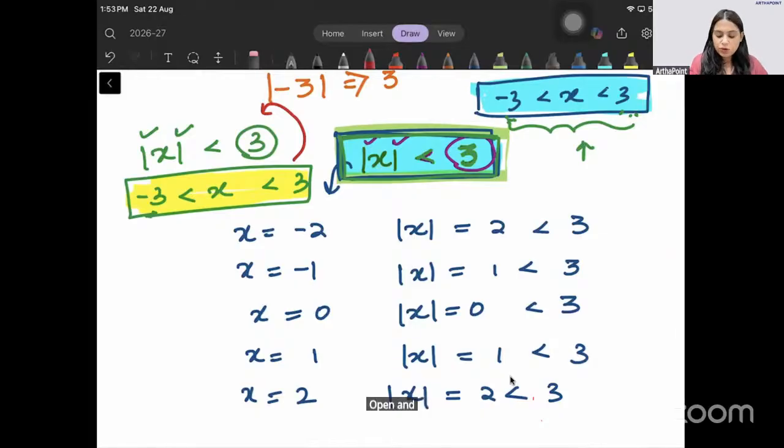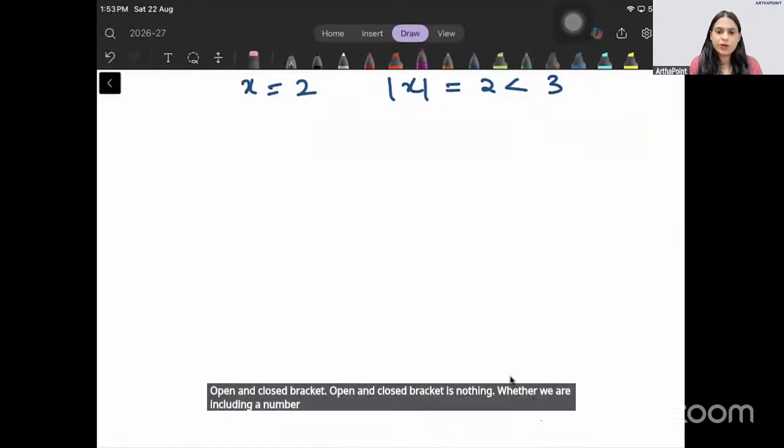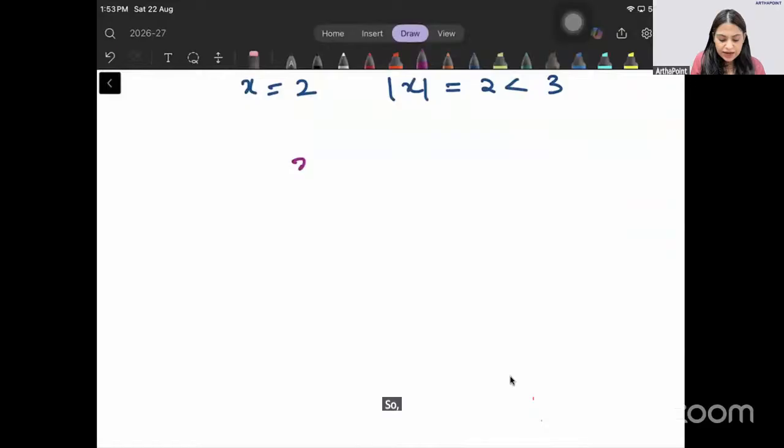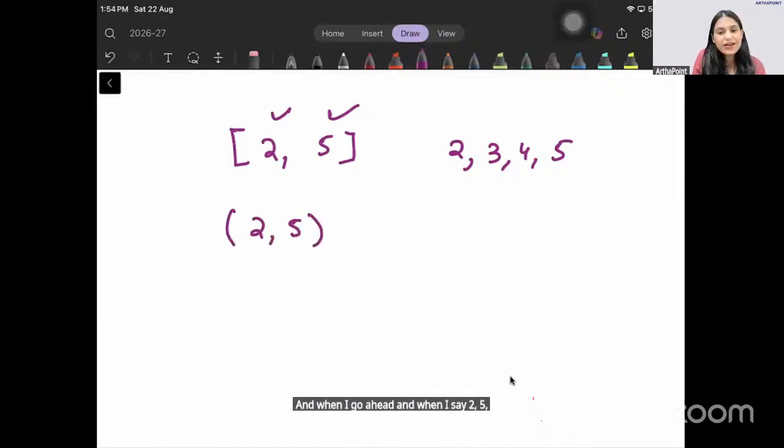Open and closed brackets are nothing but a way of showing whether we are including a number or not including a number. So when I say that my interval is [2, 5], closed bracket means 2 and 5 are also included. So my interval is 2, 3, 4, 5, with 2 and 5 included. And when I say (2, 5), then 2 and 5 are not included. So it must have numbers like 3 and 4, anything in between 2 and 5, but not 2 and 5.